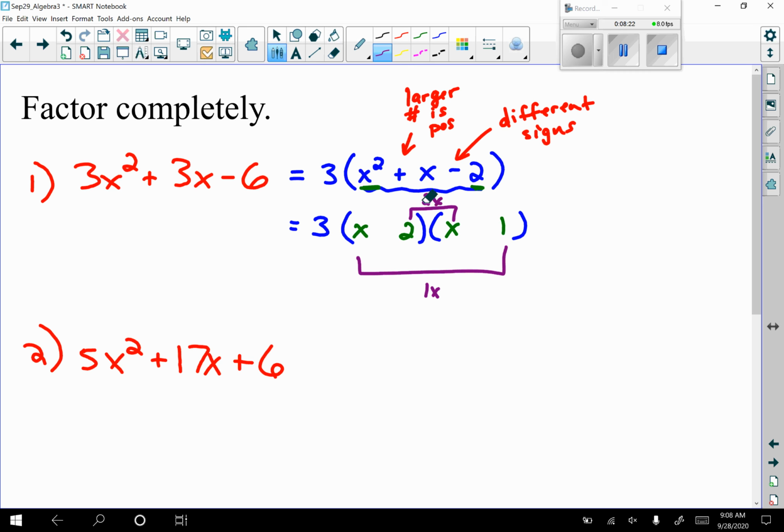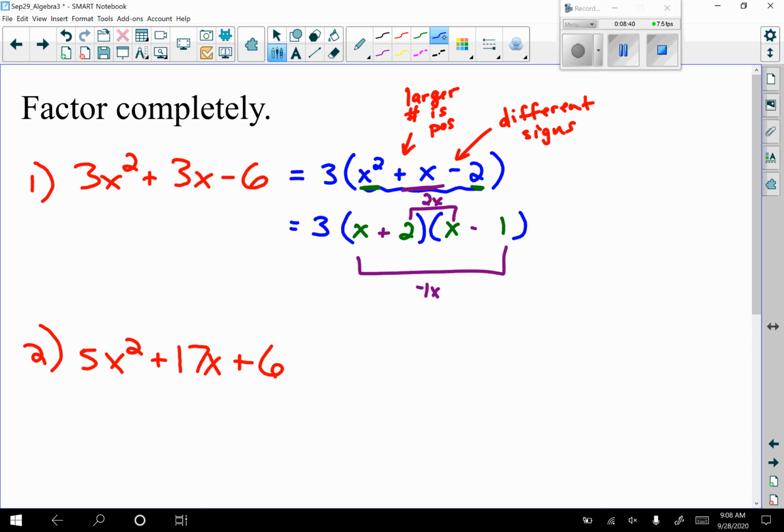So the 2x is the larger one, so I want to put the plus sign here and the minus sign here. So when I go to check this, x times x is x squared. I'll get a minus 1x on the outside, plus 2x on the inside. That'll give me my plus x right here. And then 2 times negative 1 is that minus 2 at the end.